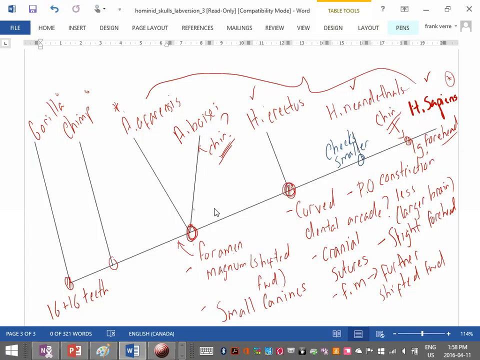It has both characteristics. Its foramen magnum is shifted further forward, but it doesn't have any cranial suturing. So it's got human and chimp-like characteristics. Its dental arcade is pretty straight, kind of more like a chimp than it is like a human. How do you know? How do you distinguish? How do you distinguish if afarensis is more like human? Is it more like a human?